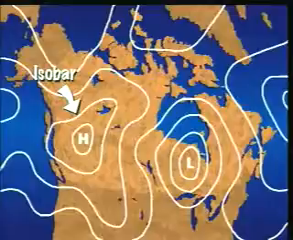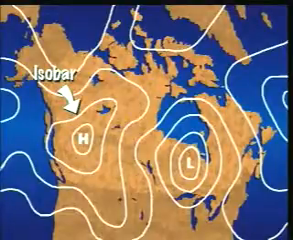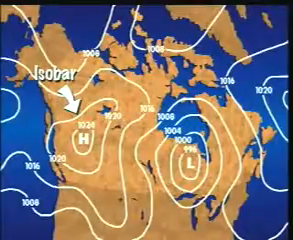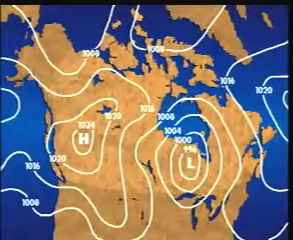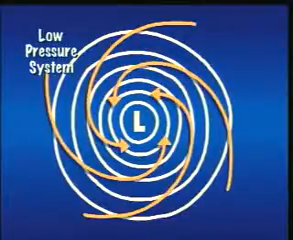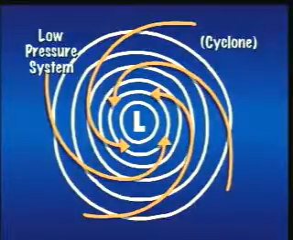Isobars are like contour lines. The hills are high pressure and the valleys are low pressure. You can tell them apart by reading the numbers. This is a low pressure system in the northern hemisphere. Air spirals into it because of Coriolis and is named a cyclone. Using time-lapse satellite images, we can watch the cyclone form, like this one heading for Japan.